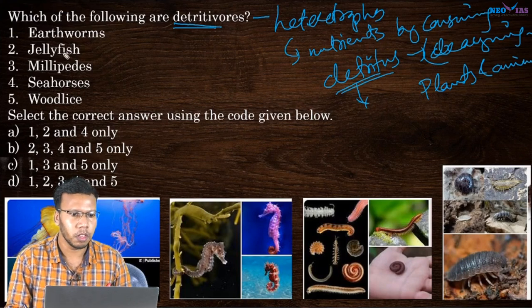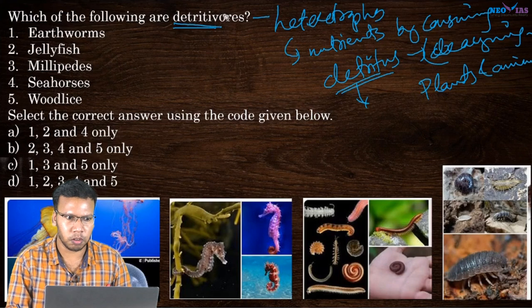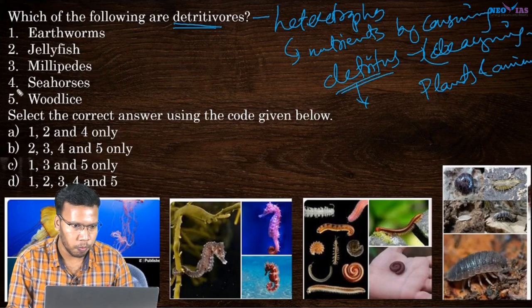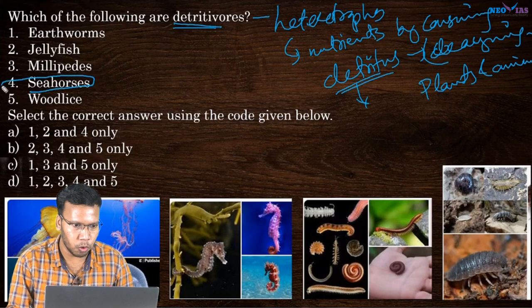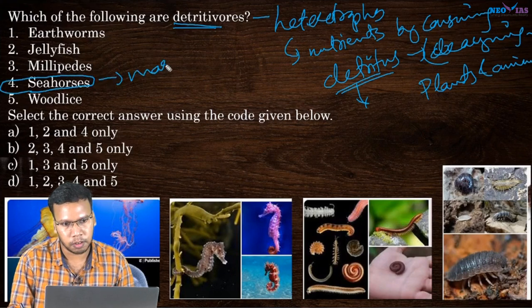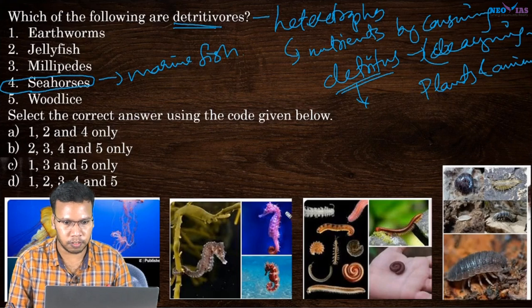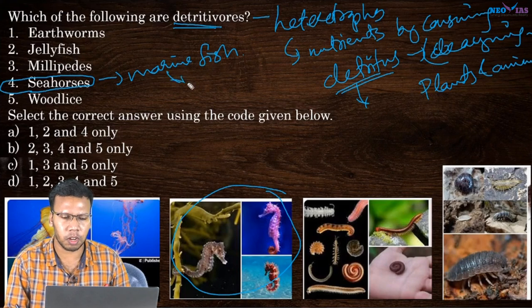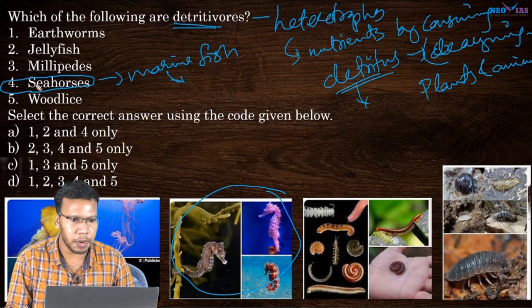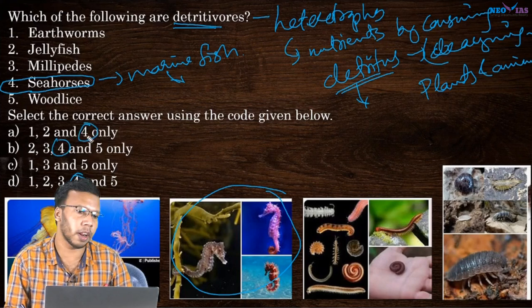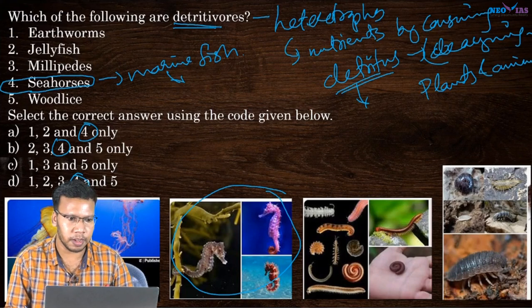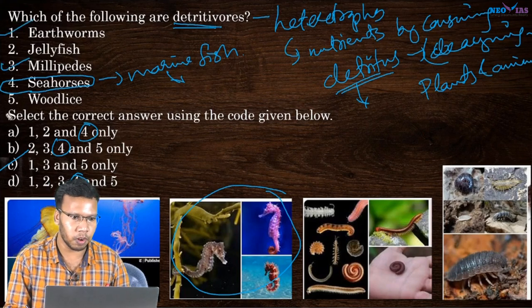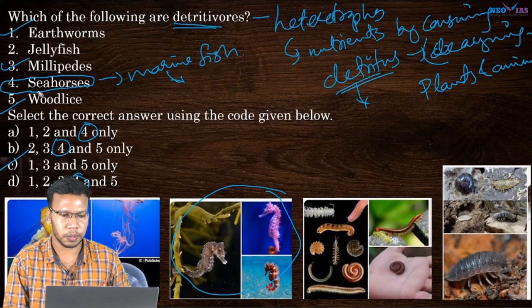Okay. Here, even without knowing at all, we can get the answer. How? We can see the seahorse here, right? We know that the seahorse is a marine fish. Here you can see the seahorse picture. So seahorses are marine fish, that means they are consumers. By eliminating seahorse, that means 4, we can eliminate A, B and D because all of them have 4 in them, right? So we will get the answer C, 1, 3 and 5. That means earthworms, millipedes and wood lice. They are the detritivores.